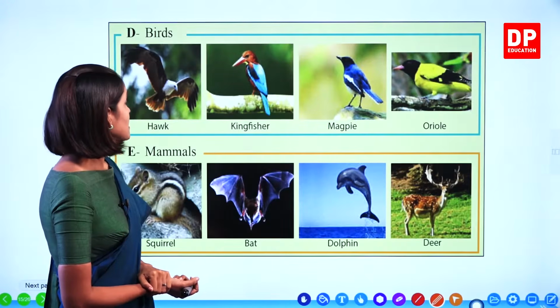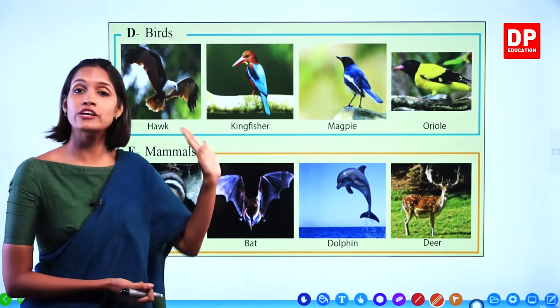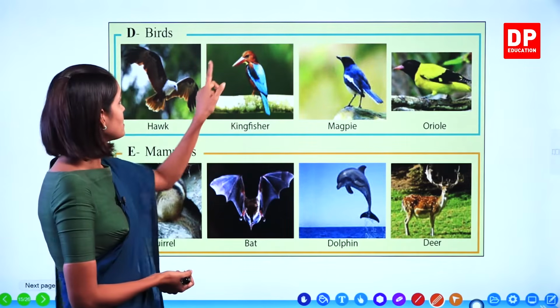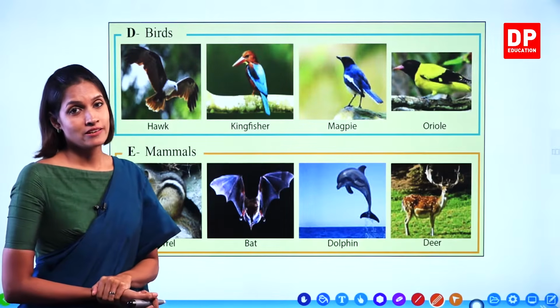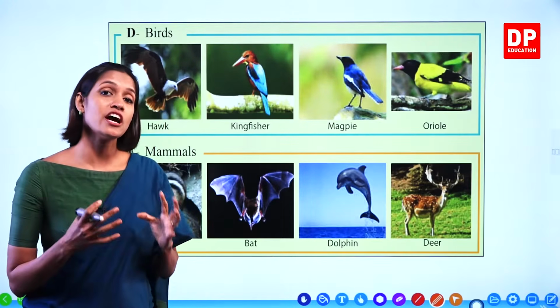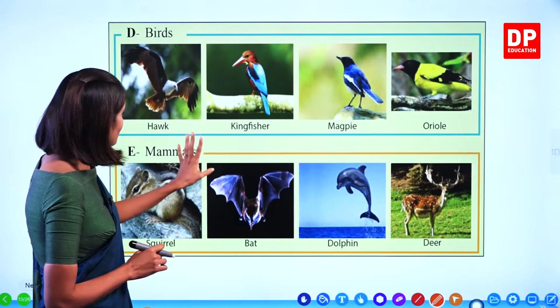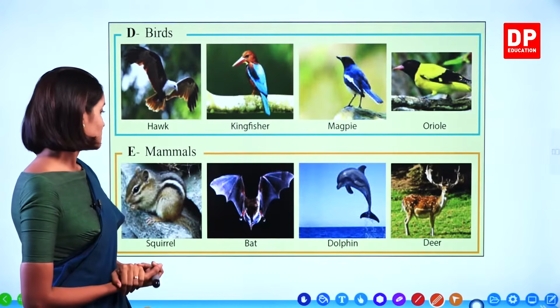You all can see that they have wings to fly and they have feathers. The entire body is covered with feathers. And they have a beak. Okay, children. So these are the special characteristics. And they have lungs to breathe. Okay, children. Right. So the last group is mammals.